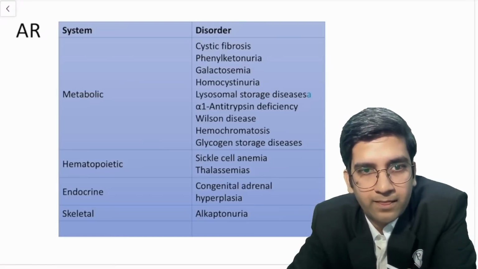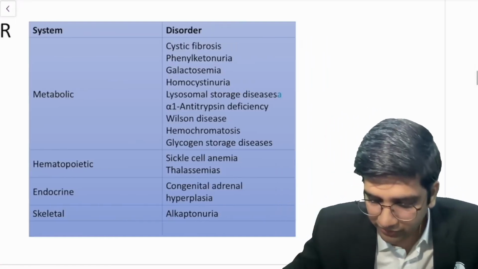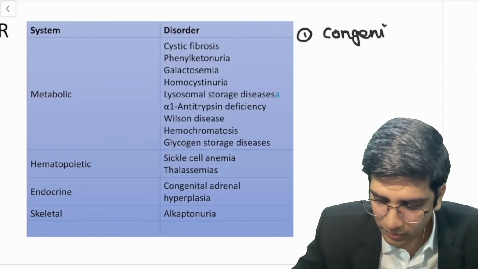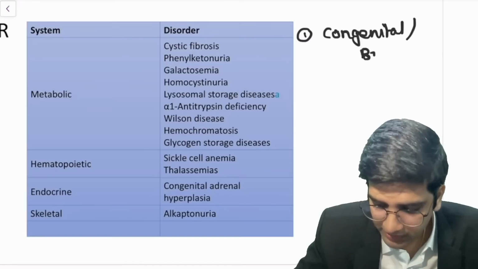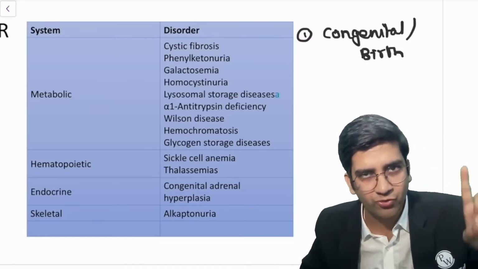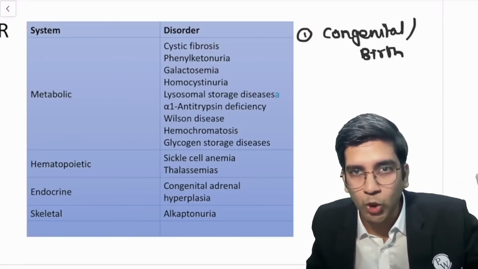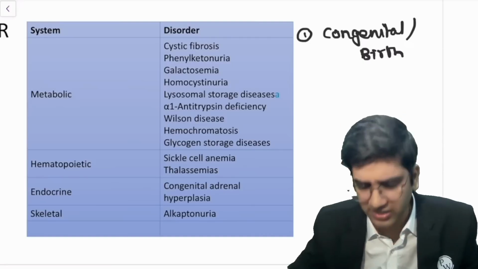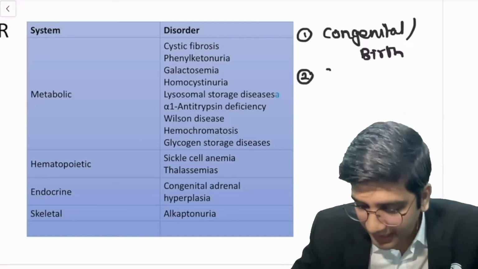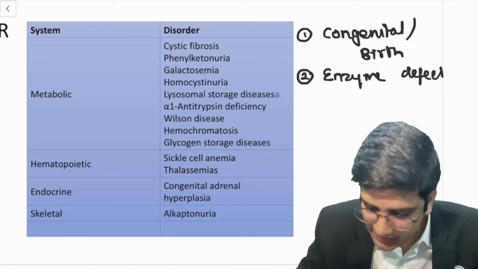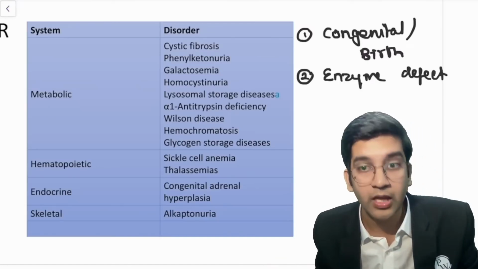Fine. Okay. Autosomal recessive. The first clue is congenital. If it presents at birth, it has to be recessive. All inborn errors of metabolism are recessive. I'm not saying autosomal recessive, it's autosomal or X-linked recessive. Every inborn error of metabolism is recessive. Anything with an enzyme defect will be and should be recessive.